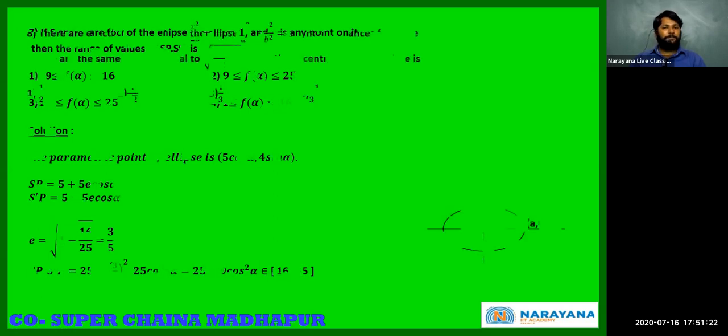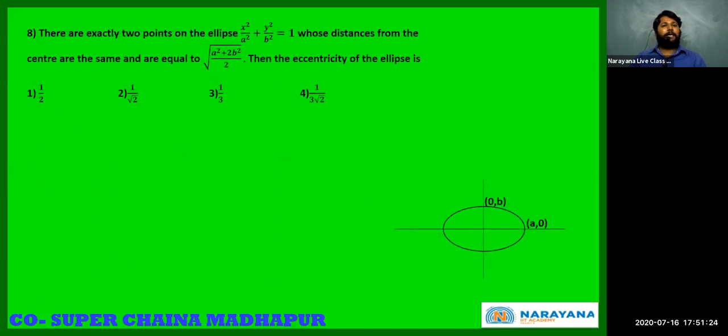Okay, let's proceed. There are exactly 2 points on the ellipse x square by a square plus y square by b square equal to 1, whose distances from the center are the same and are equal to this value. Then the eccentricity of the ellipse is what? So now think about it.